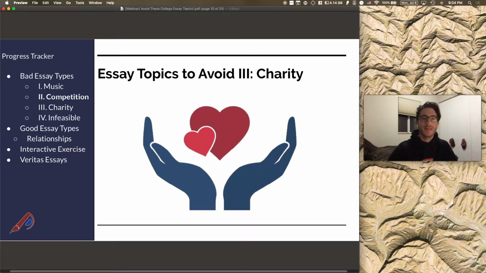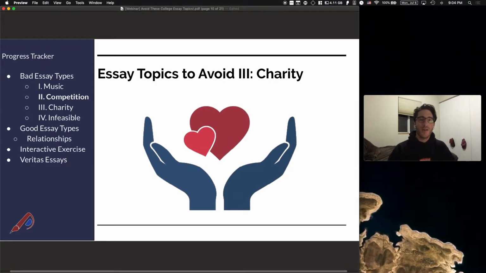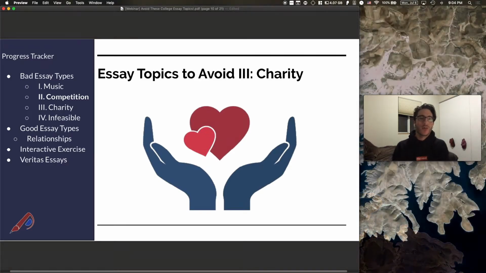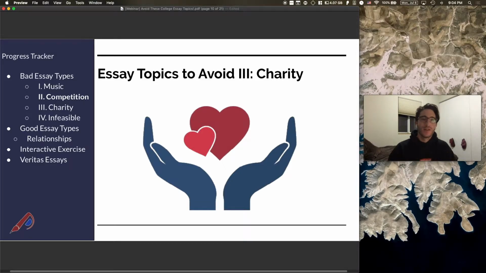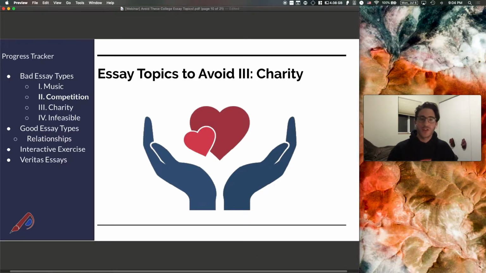Next is the charity essay. Essays about charity should be avoided for a few reasons. First, writing about a charity is like telling someone you're a good person because you help other people. Generally, good people don't go around telling others how good they are. They just do good things and let their actions speak for themselves.